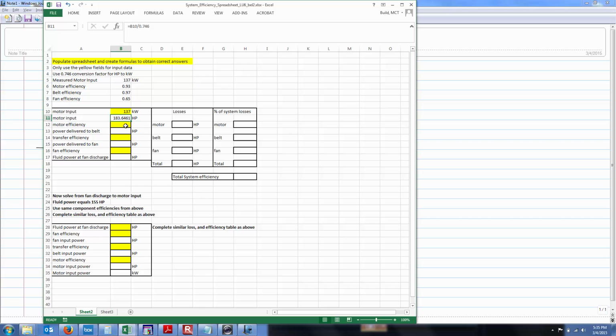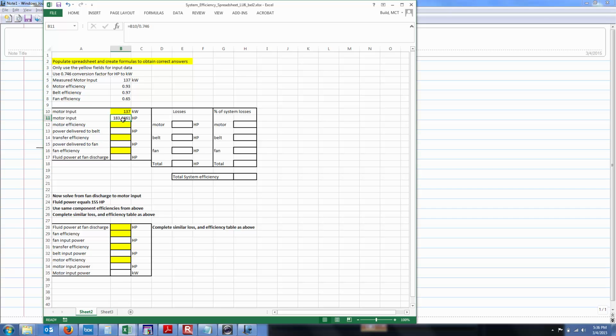There we go. So equals, dividing by 0.746. Just the zero. There we go. Okay, perfect.